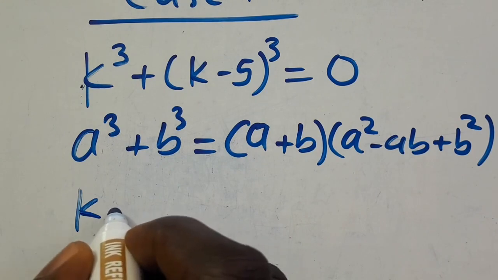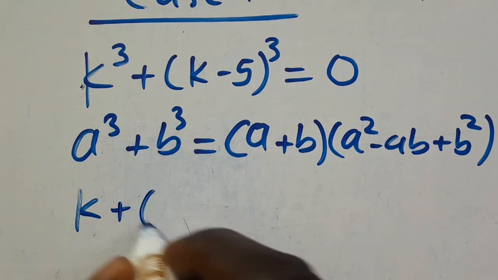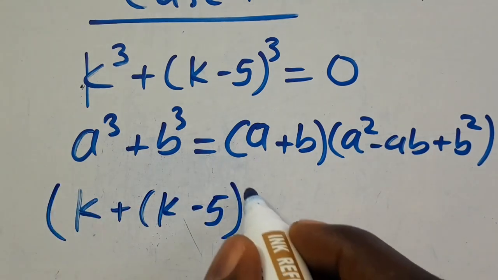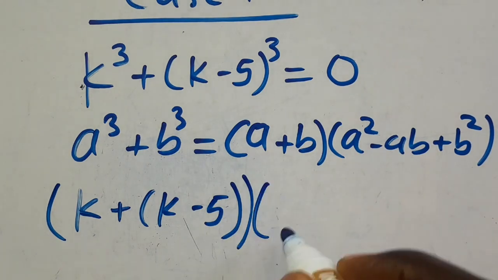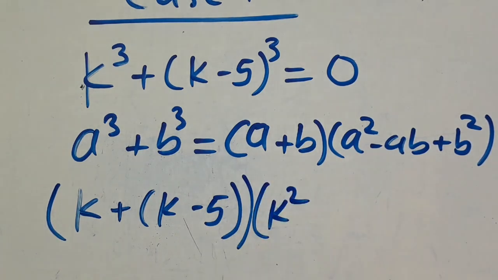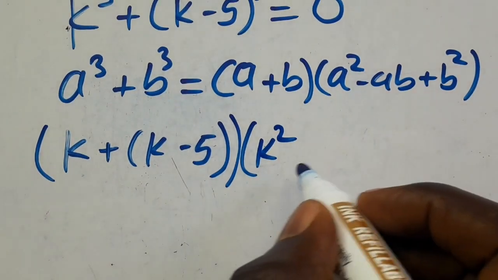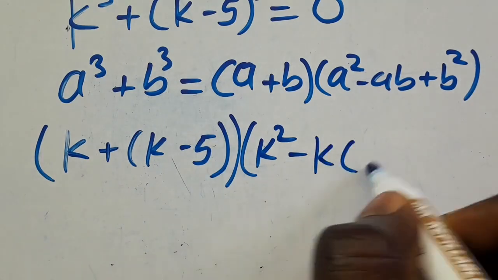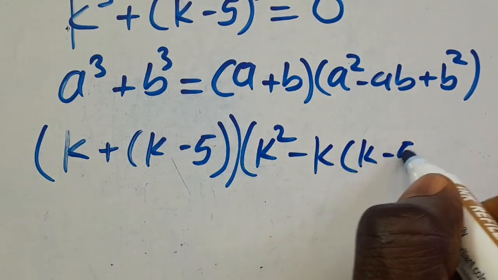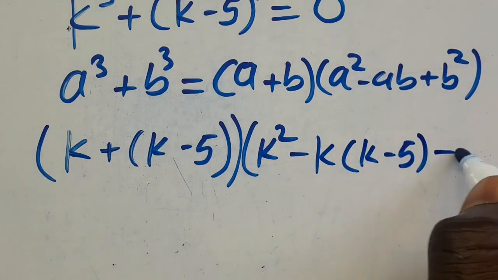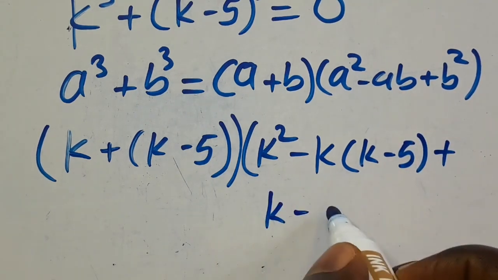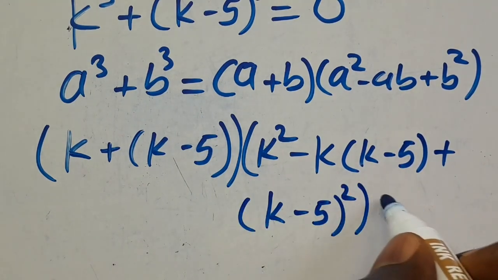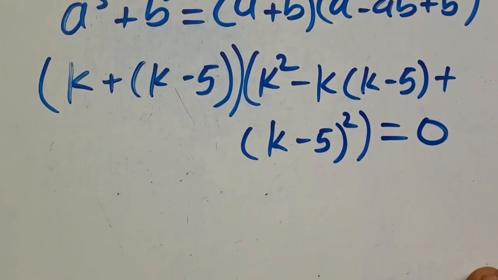k plus (k minus 5) as this, then again multiplied by k squared minus a is k, b will be k minus 5, then plus (k minus 5) all in bracket to the power of 2. We close it, then we set everything equal to 0.